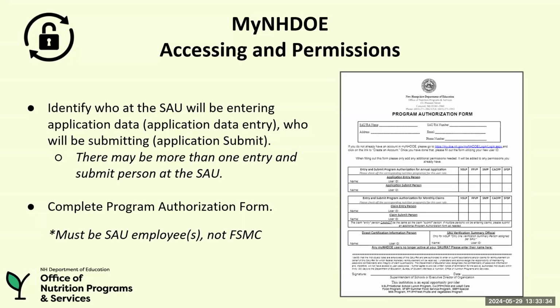If there are no updates to permissions in My NHDOE, the SAU is not required to submit a program authorization form for this upcoming school year. Just as a reminder, permissions may be changed at any point during the school year. Food Service Management Company employees will not be granted permission to enter data or submit the application on behalf of the SAU. It is also important to remember that staff members may not share accounts in My NHDOE.